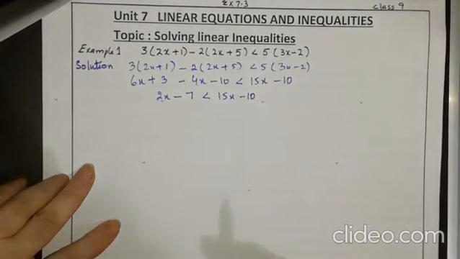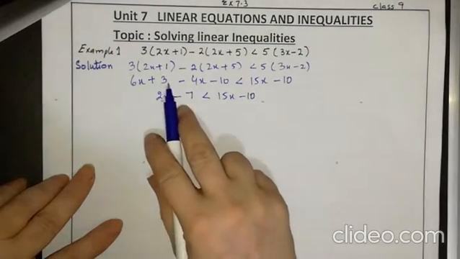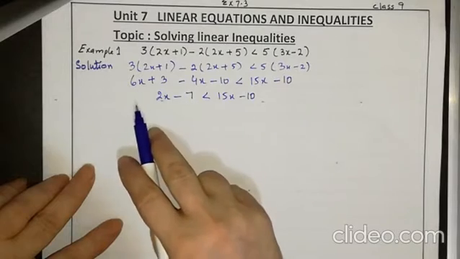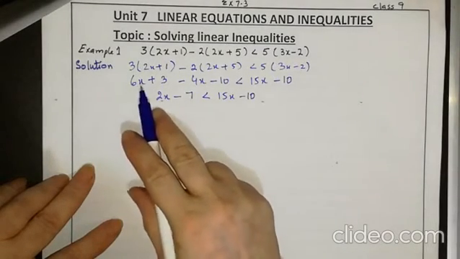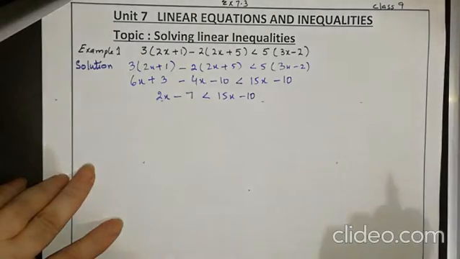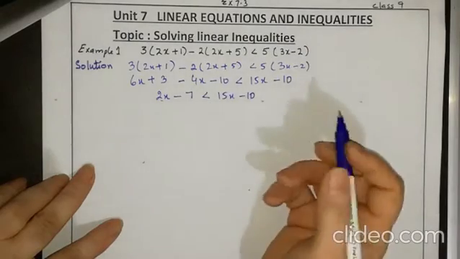Before shifting the constant and the variable, always keep it in your mind: if you can solve anything on the left hand side, first solve that. That's why I am adding 6x and minus 4x, so you will get this 2x. Now we have a simple inequality.